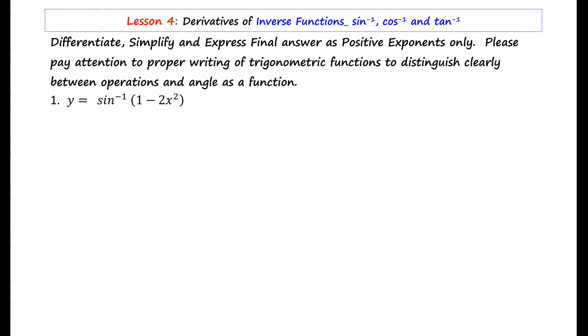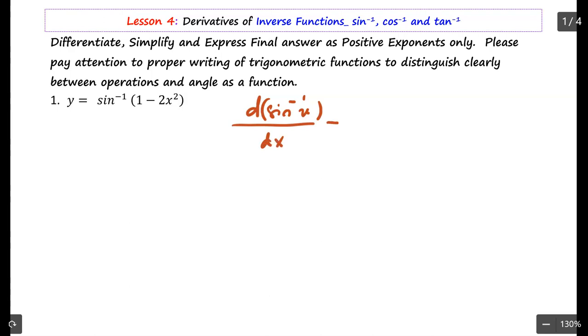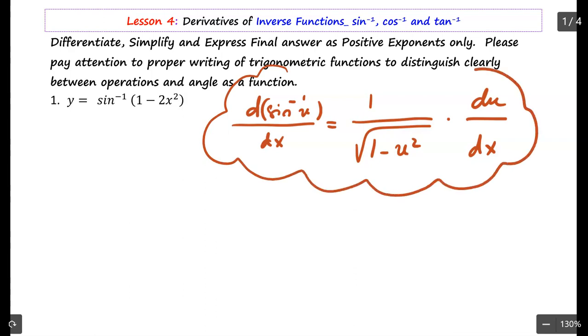To work with this question, I would like to begin by reminding everyone that the derivative of sine to the exponent minus 1 of u as a function of x will be equal to 1 divided by the square root of 1 minus u squared times du over dx. So you see, in working with derivatives of transcendental functions, we always multiply by the derivative of u as a function of x. And in this case, u will be defined as 1 minus 2x squared. So we will write u equal to 1 minus 2x squared.